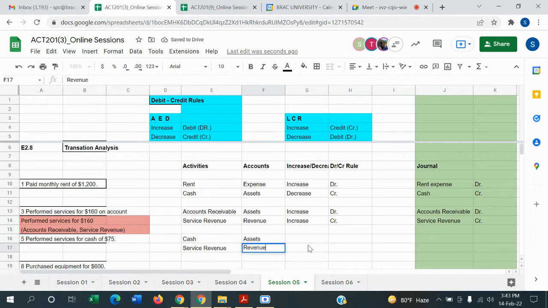So cash increases and service revenue also increases. Cash will be debit, service revenue credit. Excellent. So that's how we are going to record it in the journal: cash debit, service revenue credit.